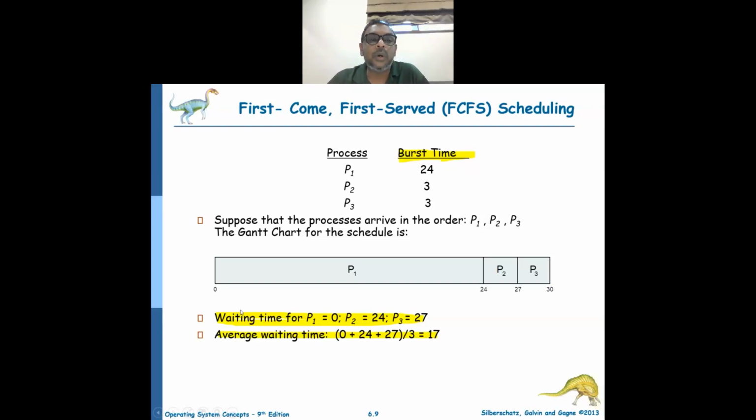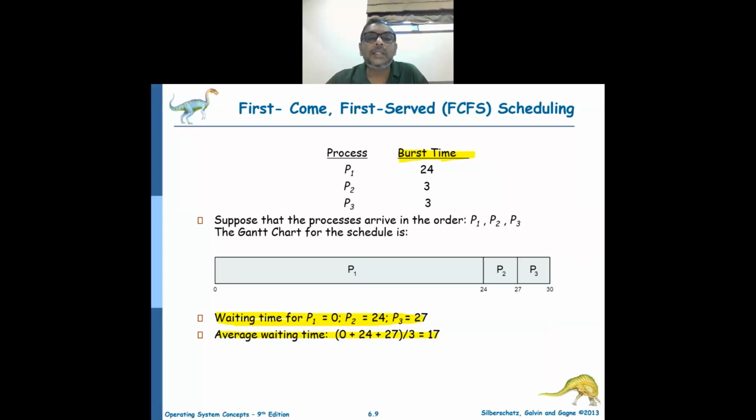So this is how we draw it. All the processes come at time 0. So P1 runs until 24, followed by another 3 seconds for P2 and then P3. Okay, so how does this algorithm work? This algorithm works by first come, first serve. The first process inside the memory is processed first.